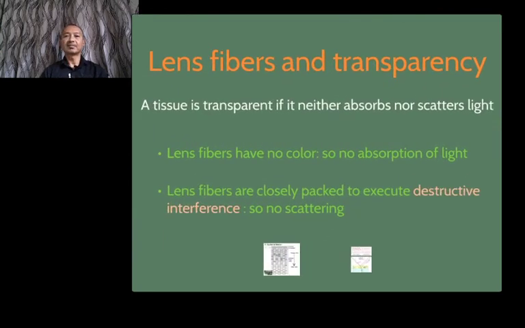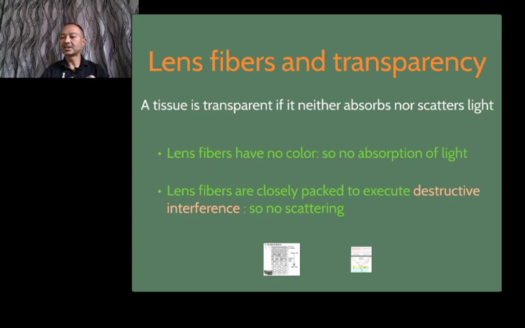The next thing I want to highlight is how the lens becomes transparent. The rule of transparency is that a tissue is transparent if it neither absorbs nor scatters light. Can you get it? When can you say a tissue is transparent?